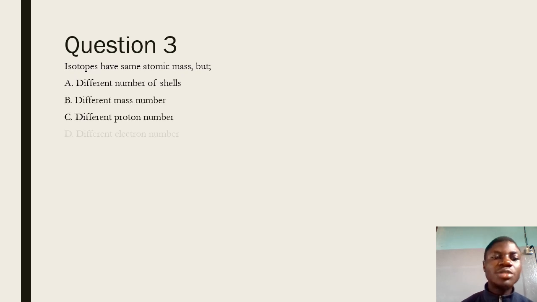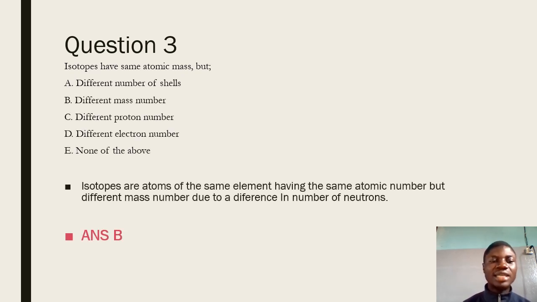Question 3 says that isotopes have the same atomic mass, but for us to answer this question, the student must be able to define what isotopes are. Isotopes are atoms of the same element having the same atomic number but different mass number as a result of difference in the number of neutrons found in the nucleus of those atoms. It therefore implies that two atoms that are isotopes are always going to have different mass numbers as a result of difference in the number of neutrons. It therefore implies that from our options, the best answer here is going to be B, because B says different mass number.